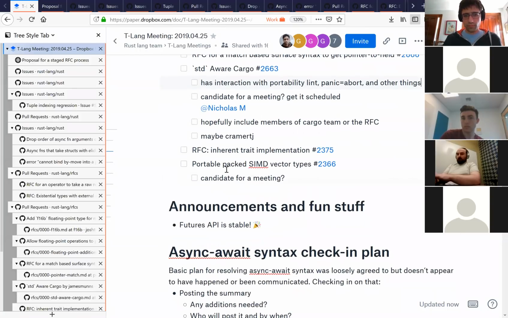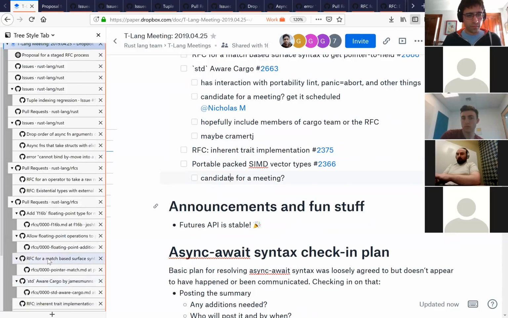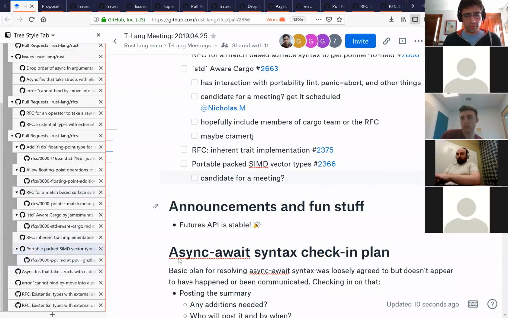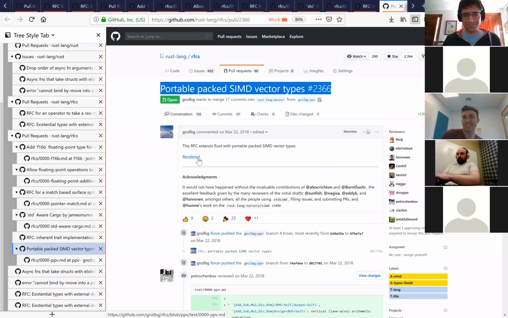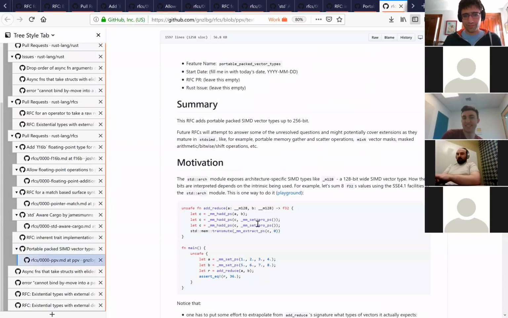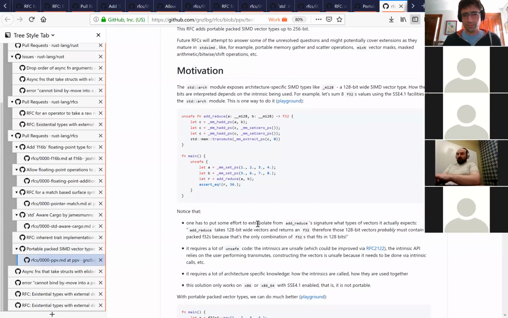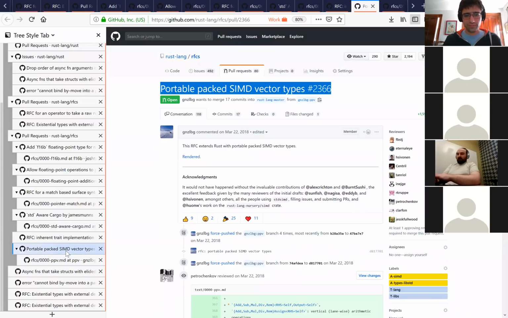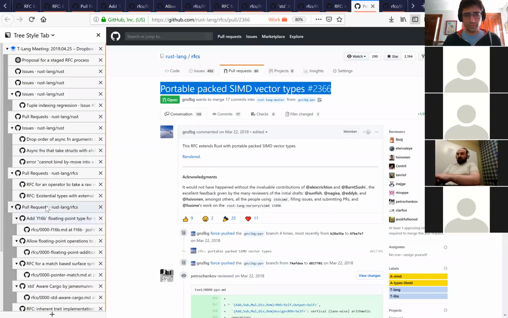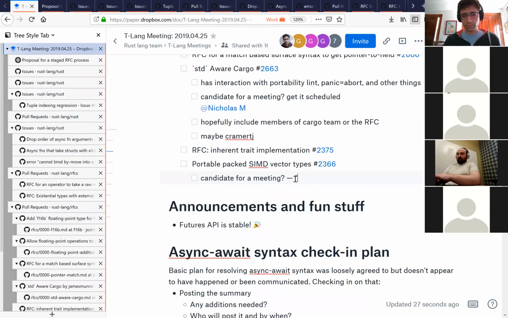But anyways, whatever. What about portable packed SIMD vector types? Is anyone familiar with this one? That sounds like a Josh one. That is one I would be happy to help with under the banner of the FFI and C parity working group, with the caveat that we need to have the other conversation about Meta getting working groups started before that. But I'm happy to take that one in the queue.